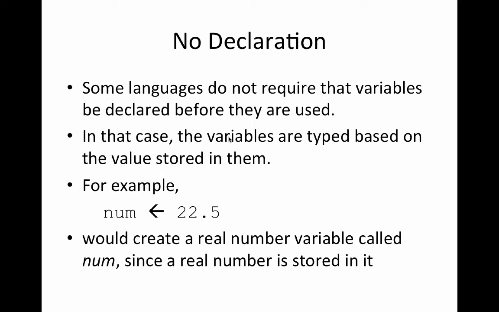Some languages don't require that variables be declared before they're used. You can just use them, and in that case the variable is typed based on the value that's stored in them. So for example, if I say in an assignment statement num gets the value of 22.5, then that's going to create a real number variable called num, since I'm storing a real number, a number with a decimal point in it. So this doesn't explicitly declare the variable, but by putting a real number in the variable, it makes that variable a real number variable.